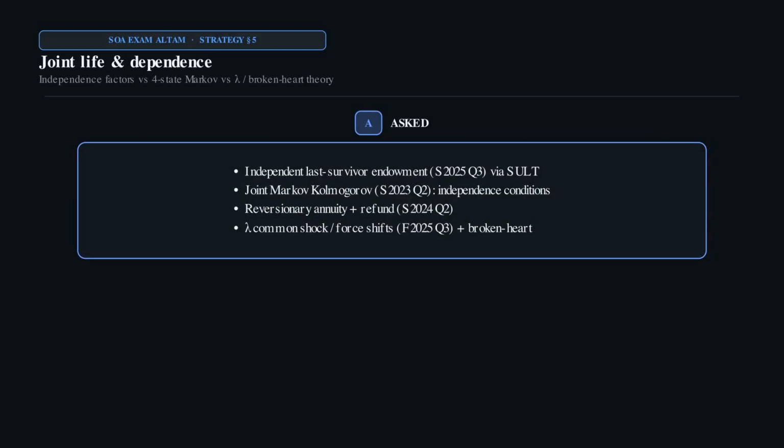Category 5, Joint Life and Dependents. Prior exams cover independent last survivor endowments with SULT factors, explicit four-state joint Markov with Kolmogorov for P00, reversionary annuities with partial refund, and dependence mechanisms. Lambda common shock and force shifts, including refuting false independence claims and broken heart discussion.